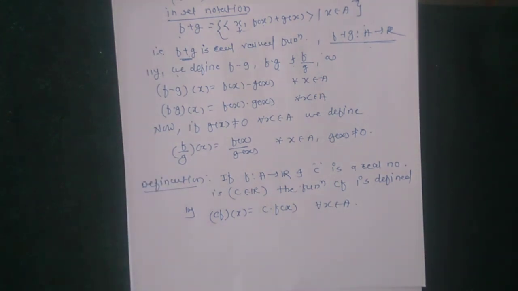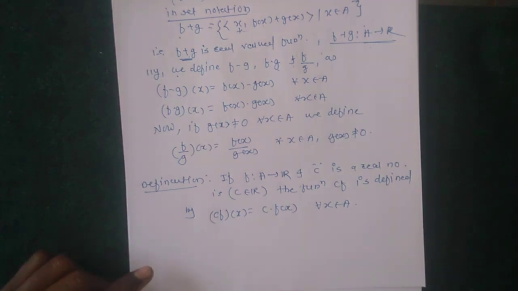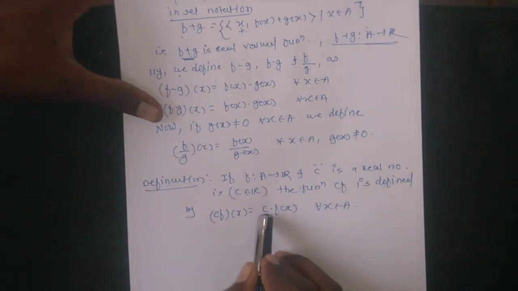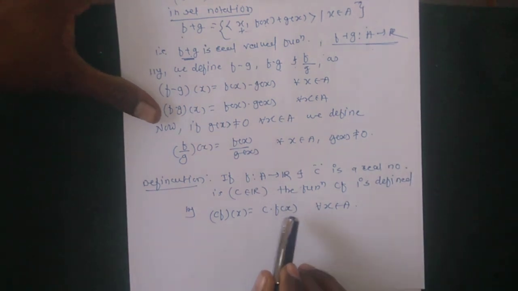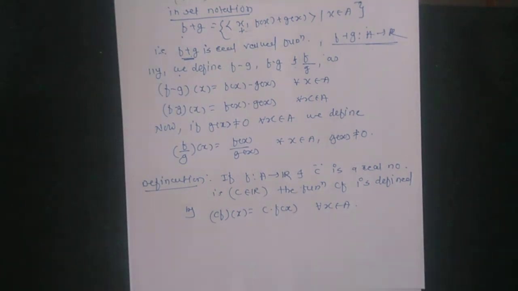Scalar multiple of a real valued function. So this is the definition of the scalar valued function: when c f is applied on an element x, its value is the constant c times the image of x, that is f of x. Okay, c times f of x. So this is called a scalar real valued function.